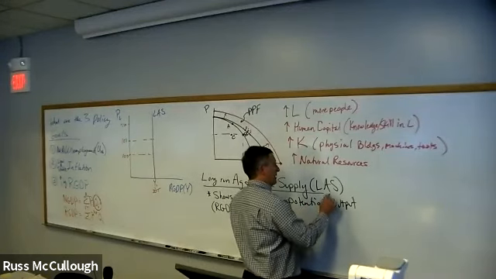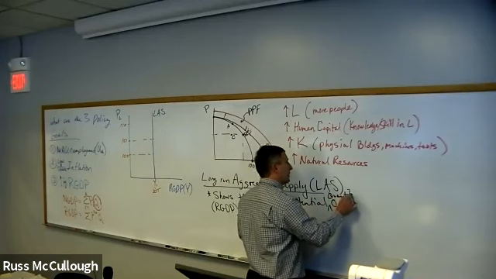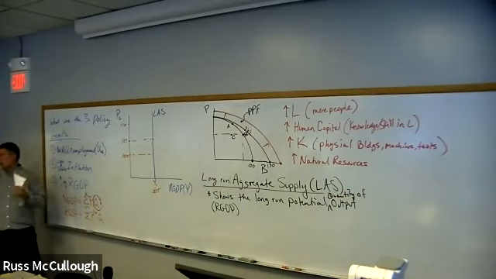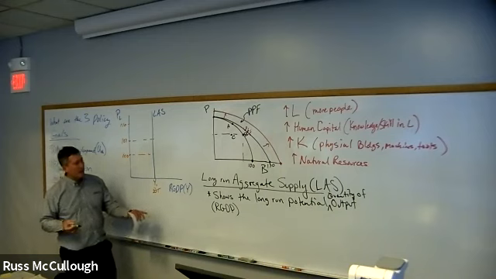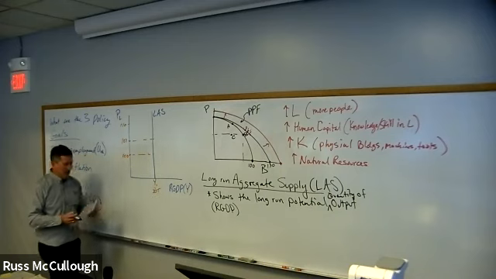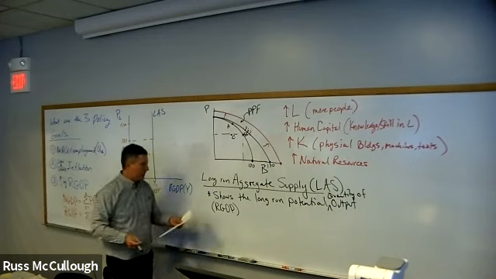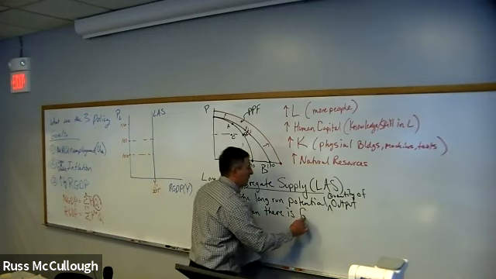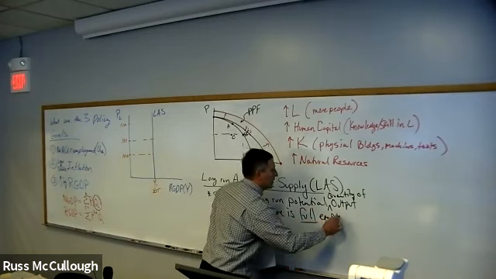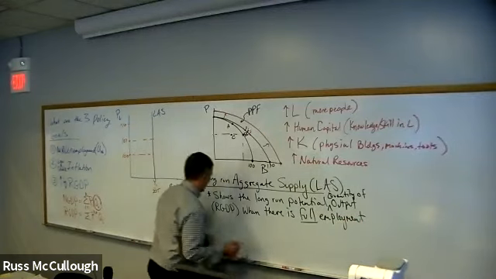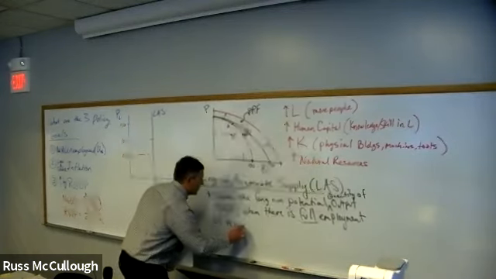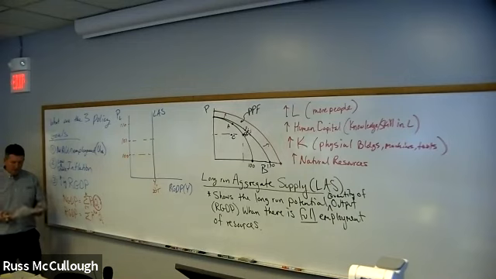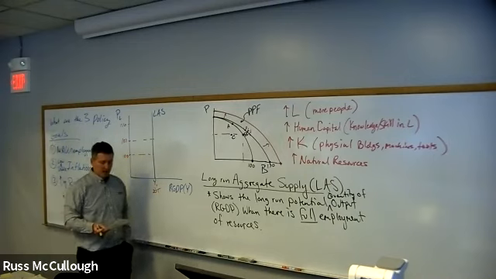In fact, I'm going to add that in here, quantity of output, so that we really emphasize that. Because it's easy to get lost in the dollars, because we usually think, oh, real GDP is $20 trillion. Well, I really want you thinking quantity. So it shows the long run potential output, real GDP, when there is full employment of resources.